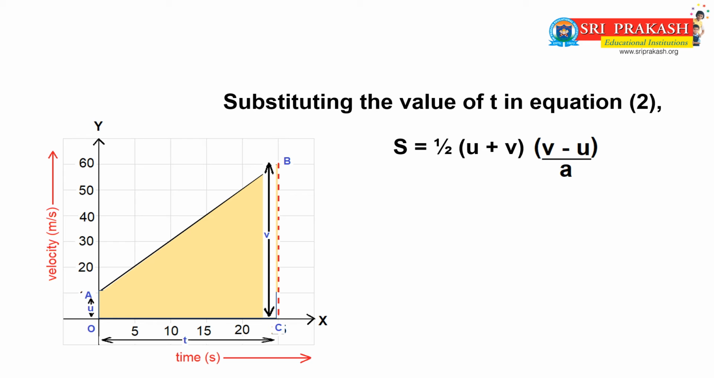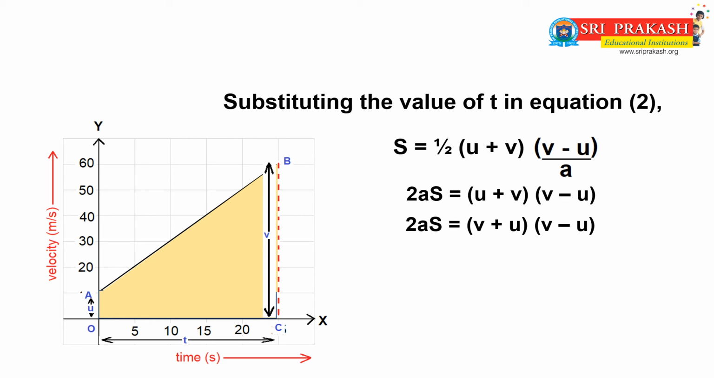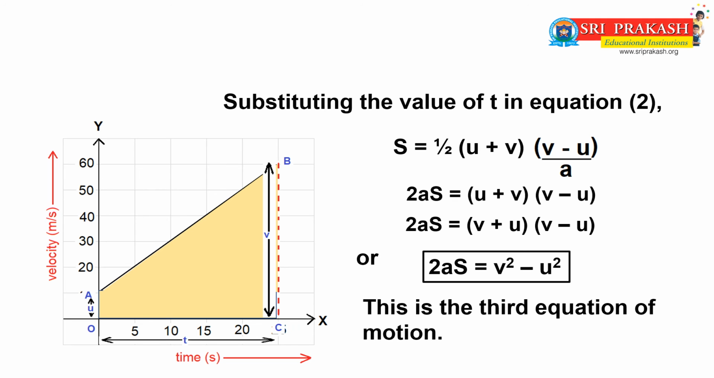Sending A and half onto the other side, the equation becomes 2AS is equal to U plus V multiplied with V minus U. Rearranging the above equation, 2AS is equal to V plus U into V minus U. So it is in the form of A plus B into A minus B, which is equal to A square minus B square. Applying the same rule here, we have 2AS is equal to V square minus U square. This is the third equation of motion.